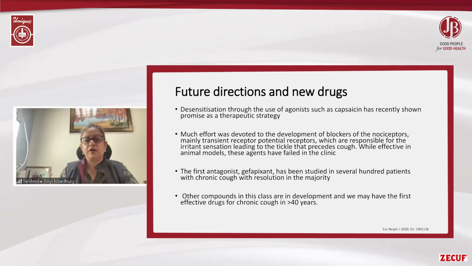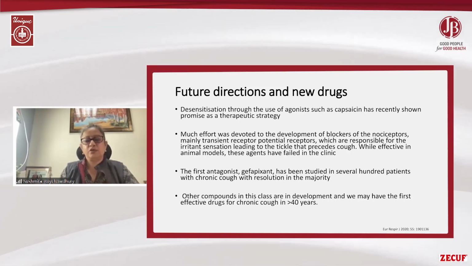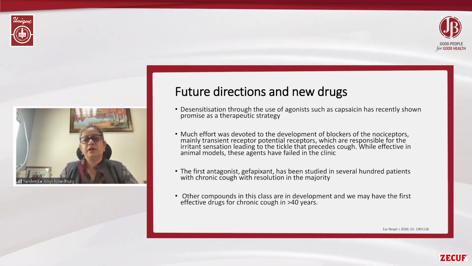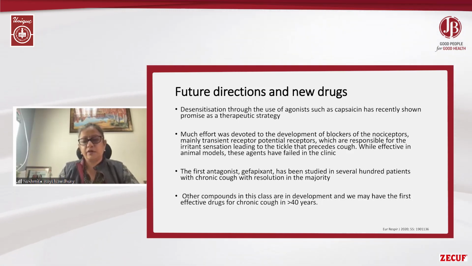The first cough antagonist, which is gefapixant, has been studied in patients with resolution in the majority, and let's look forward to this. Other compounds are still there, but we still don't have anything that effectively stops or improves the cough, because it is just a symptom. It reflects a very varied number of diseases that cause it, and you really need to treat the condition that is causing the cough if you need to get rid of the cough.